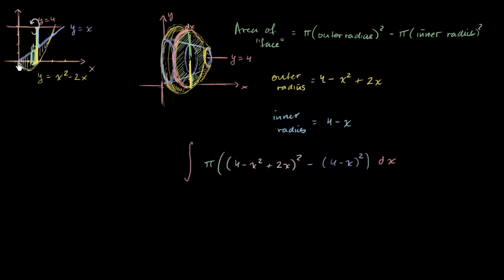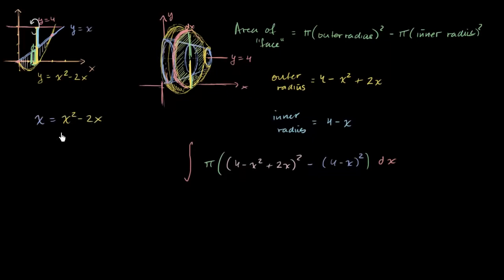We care about the entire region between the points where they intersect. So to figure out our interval, we just say, when does y equals x intersect y equals x squared minus 2x? We just have to think about, when does x equal x squared minus 2x? When are our two functions equal to each other?